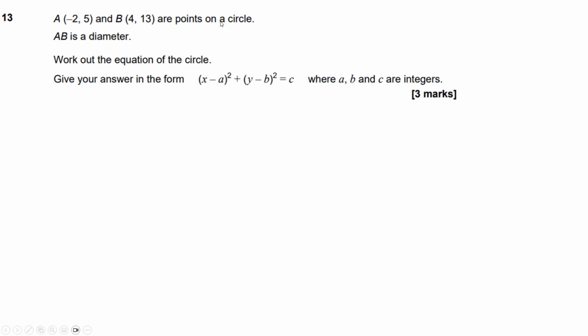AB is the diameter of a circle. Work out the equation of the circle. Okay, so if you imagine where the points are, imagine a line going between the points, and we're saying that's the diameter. Okay, so we can actually form a right angled triangle. So from -2 to 4, it's going across 6. 6 across the x-axis. And then from 5 to 13, well, we're going up 8. So we're going 5 across, 8 up.